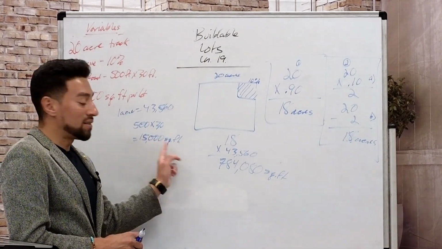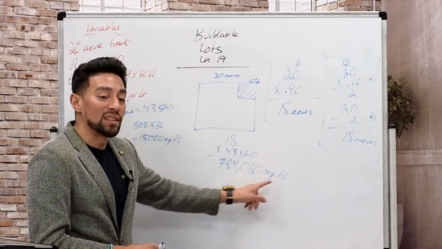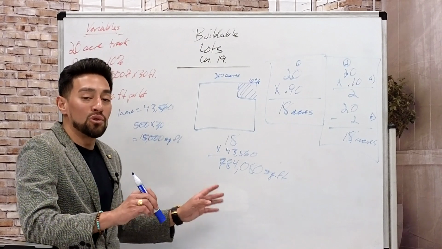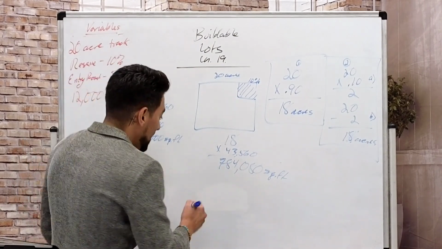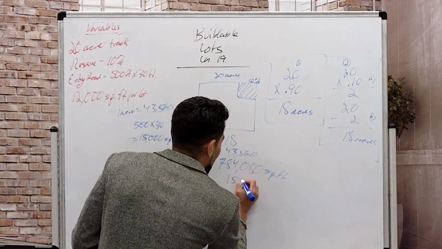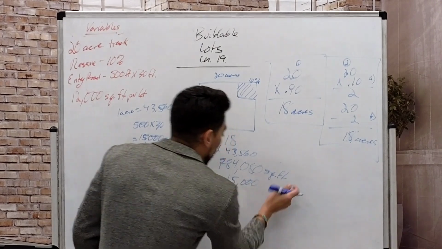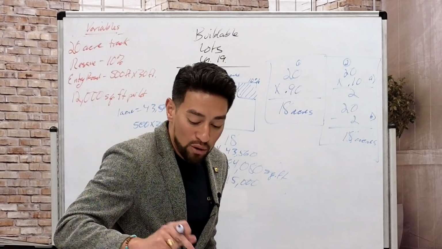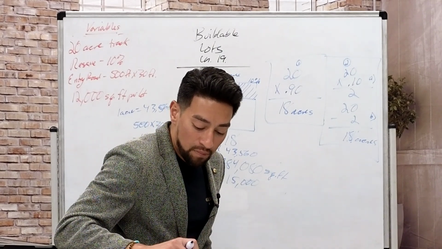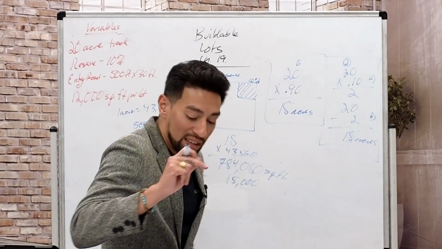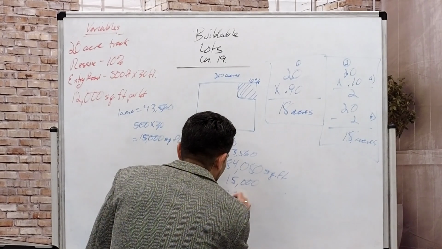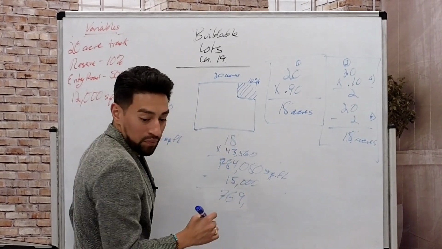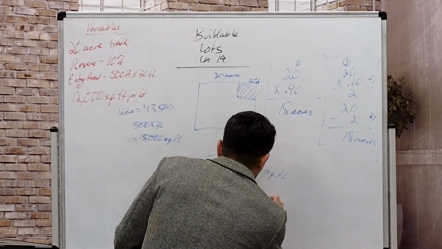Now, how much did we say our driveway was? 15,000 square feet. But now we have square feet right here. So the only thing we have to do, that's the logical step, is to remove the 15,000 from the total square feet that I can build on. So now that I know that I have to remove the 15,000, that leaves me with 769,080 square feet.